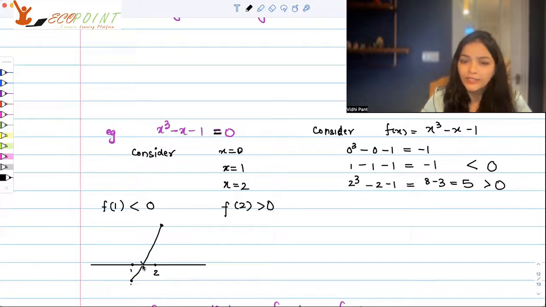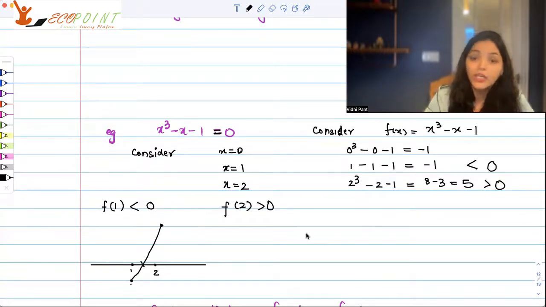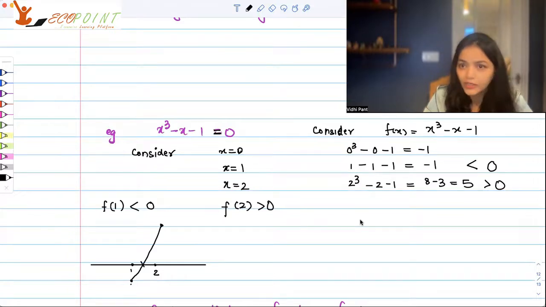In between, logically think about it. In between, it must be cutting the x-axis somewhere, right? It must be cutting the x-axis at least once and moving up, right? So, what is the consequence of the intermediate value theorem? You take this as your f(a), this as your f(b). A and B, a is 1, b is 2.